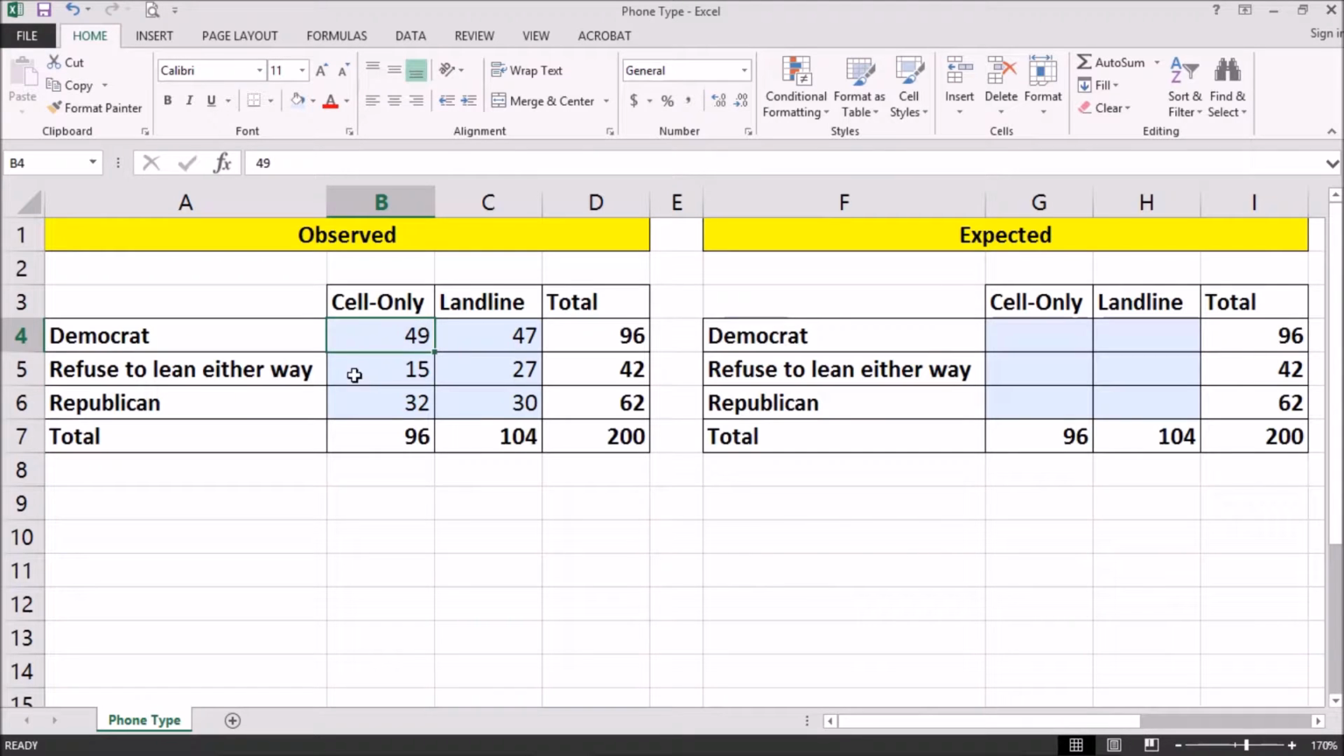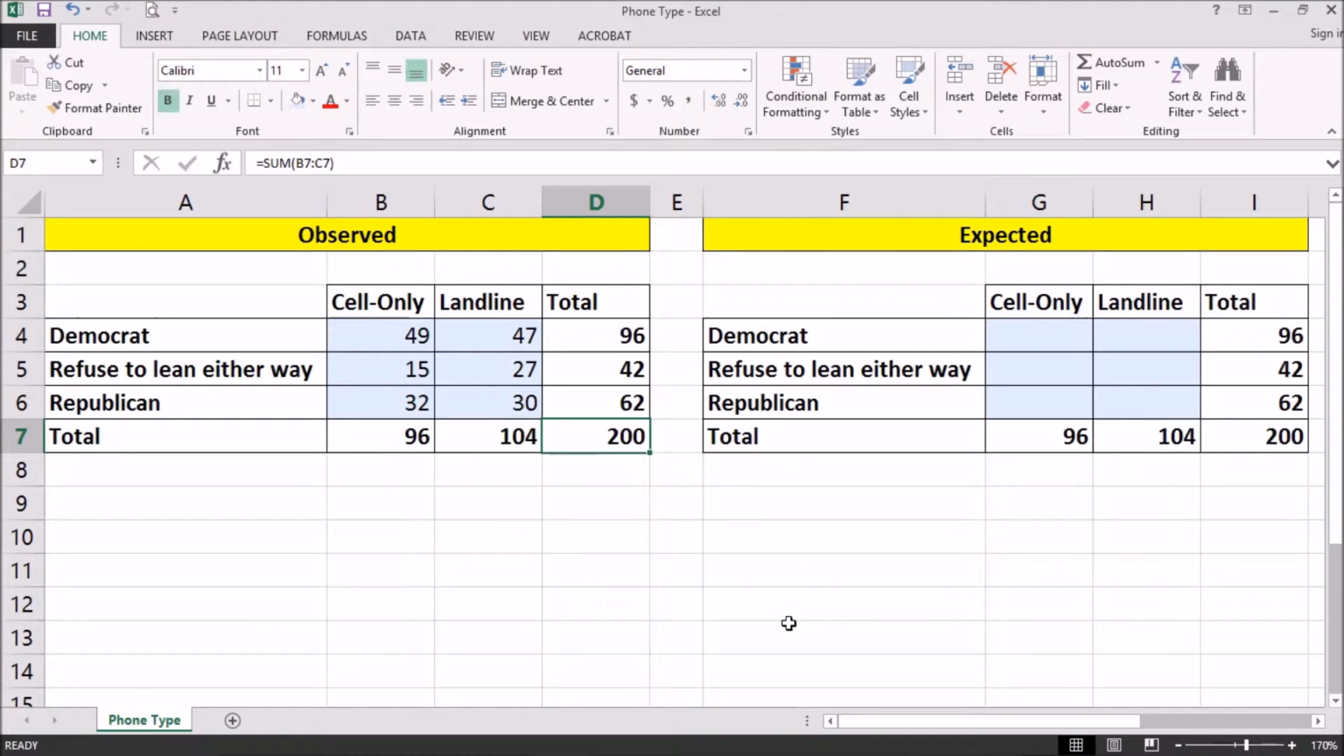So the information that we're given, our actual or observed data, is that in our cell phone only households, we have 49 who are Democrat, 15 who refuse to lean either way, and 32 Republican households, for a total of 96 households in the cell phone only category. In the landline category, we have 47 Democratic households, 27 who refuse to lean either way, and 30 Republican households, for a total of 104 households in the landline category, equaling 200 total households.